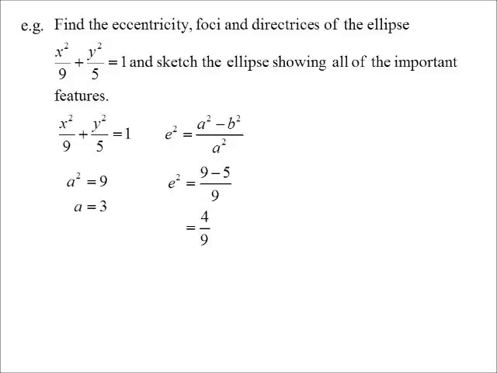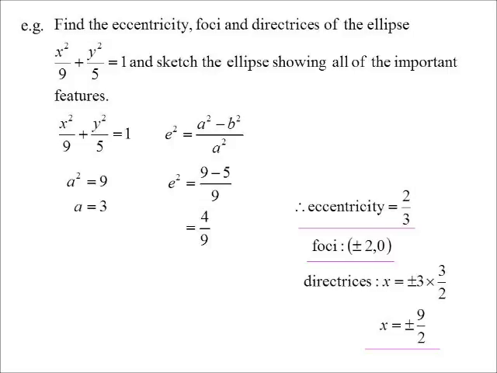How do I remember a squared minus b squared rather than b squared minus a squared? I've got to end up with a positive number. If I'd gone b squared minus a squared, I would have had 5 minus 9, which is negative 4. I can't square something and get a negative. So it's a squared minus b squared. Eccentricity is 2/3. Foci, a times e: 2/3 times 3 is 2. Directrices, a divided by e, 9/2.